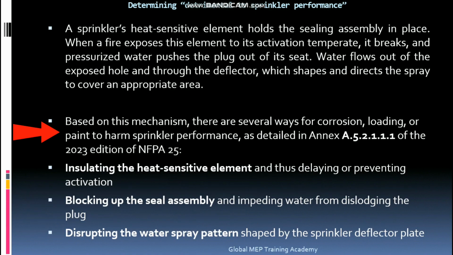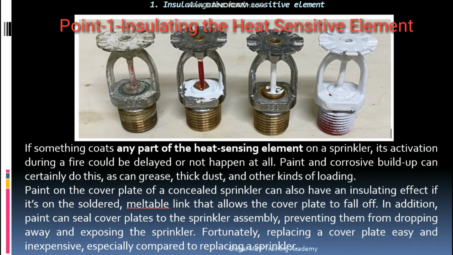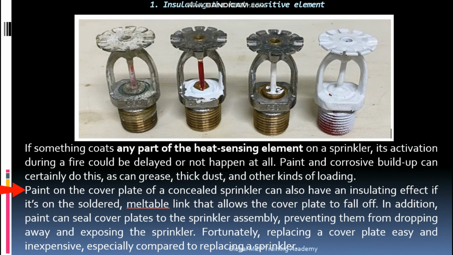So based on NFPA 25 section A.5.2.1.1.1, they focus on three main components, and they believe that only these three main components affect the performance of the sprinkler: insulating the heat sensitive element, blocking the seal assembly, and disrupting the water spray pattern, that means the deflector. If you see paint or corrosion buildup on the sprinkler heat sensing element, I mean the bulb, it will affect the performance. Similarly for a flush sprinkler, paint on the cover plate will also affect the performance. The cover plate will not fall down, so activation of the sprinkler is difficult.